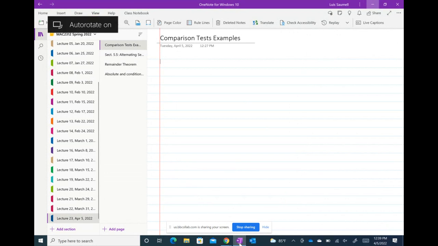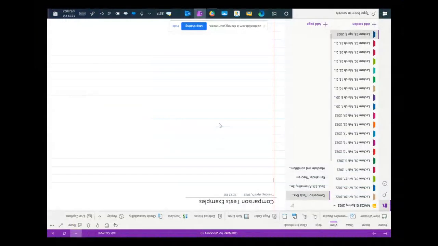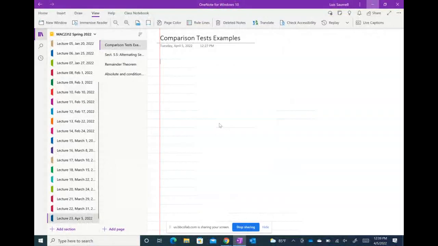So last time, just to give you a quick reminder of what's going on: remember, we're analyzing infinite series. There are only two types that we know exactly how to compute the sum. What are they? Telescopic and geometric.